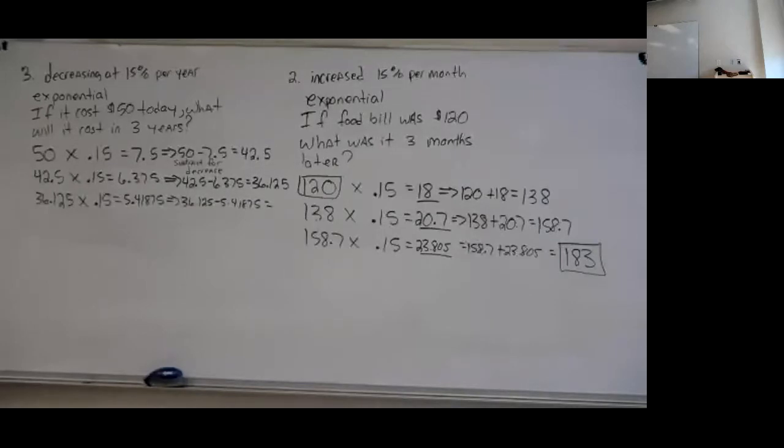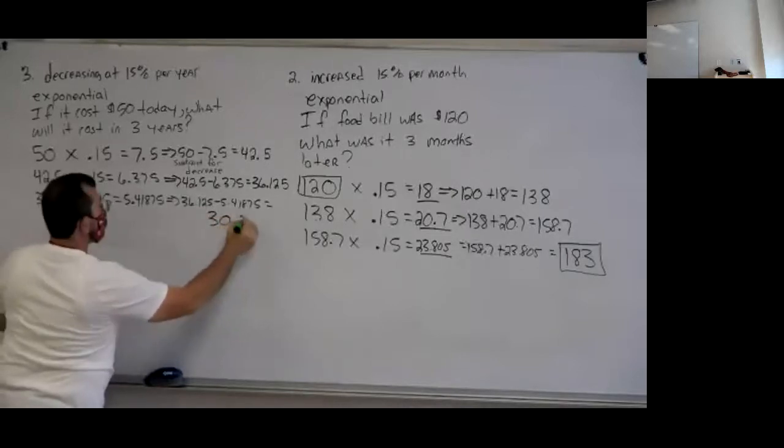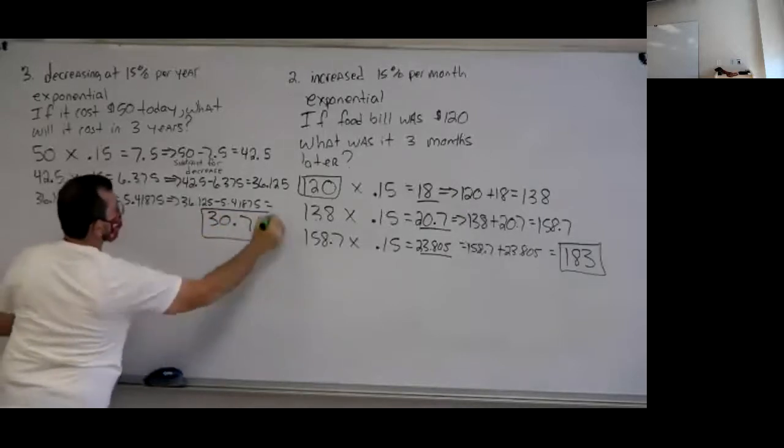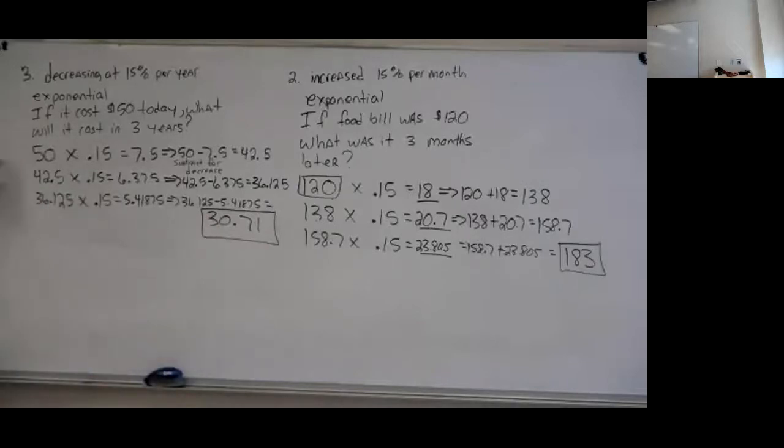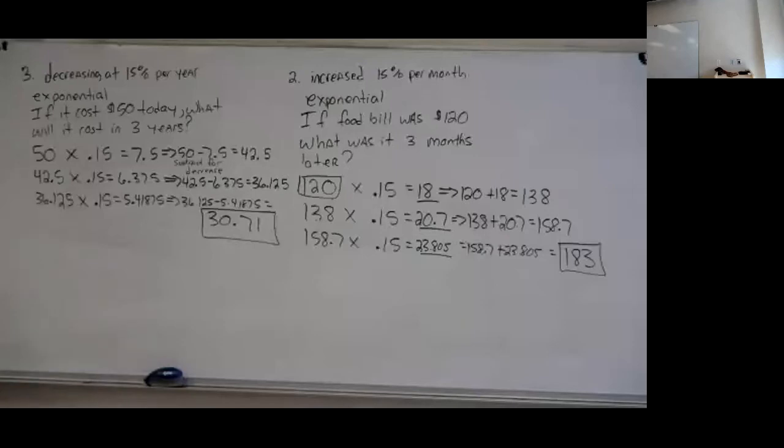So 36.125 minus 5.41875. I ended up with 30.706. So I'm going to call that 30.71. So if you decrease by 15% a year and you started at a $50 part, after 3 years, it's now worth $30. Okay.